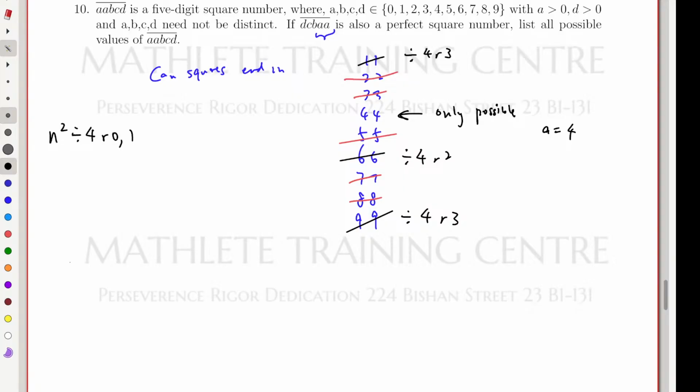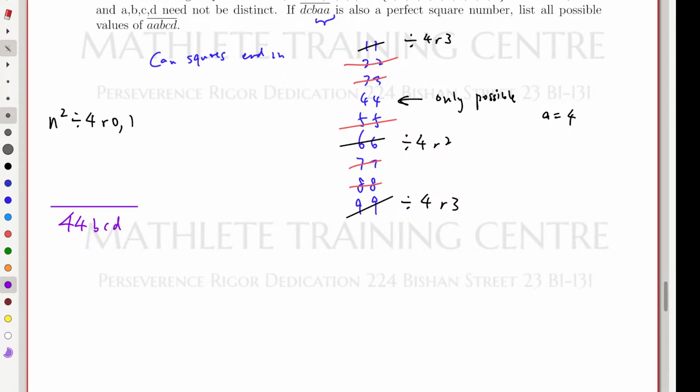And if A is 4, then things are a little bit easier because I know that this is 44,000 BCD. Then we can try to use some estimation to calculate what this equals. So we know that 210 squared is equal to 44100. That's 210 squared, so this is a possibility. There's nothing smaller than this. But this is obviously impossible because D is 0. What about 211 squared? 211 squared is going to be 44100 plus 210 plus 211. So it's 410 plus 421.